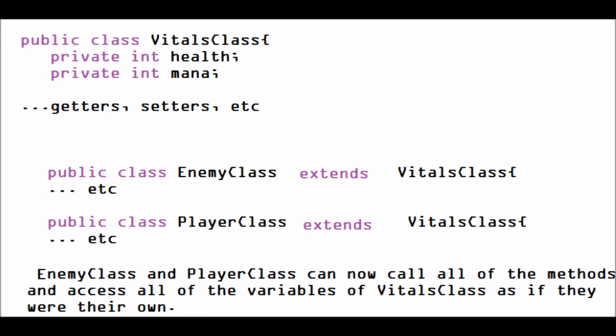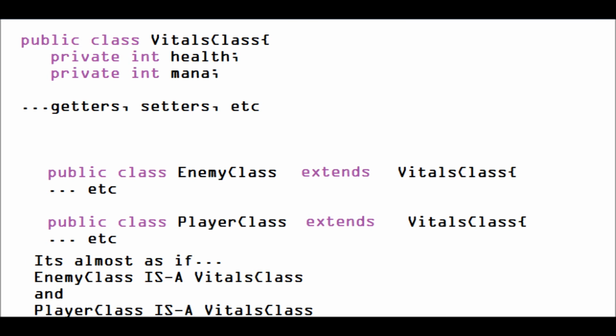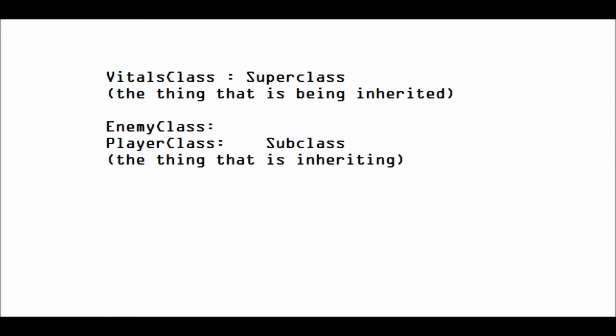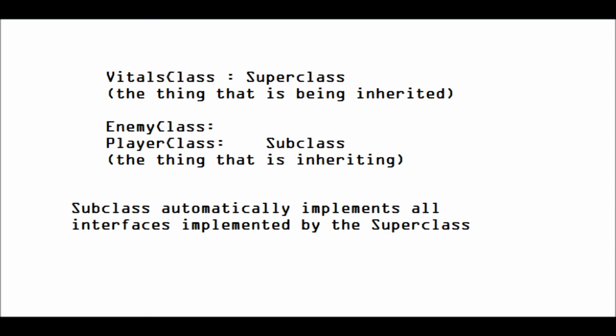You could think about it almost as if the enemy class is a vital class and that the player class is a vital class. That's the way you can think about it. The same way that a human is a mammal and a sardine is a fish. They have common properties. We call the class that is being inherited the superclass, and the classes that are inheriting the subclasses. And the subclass automatically implements all of the interfaces implemented by the superclass.